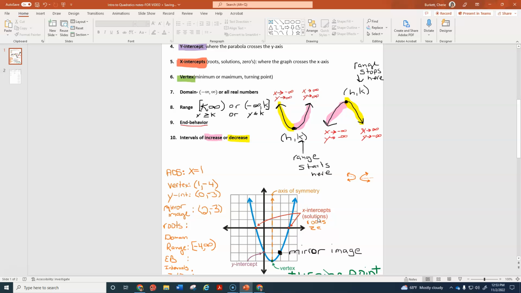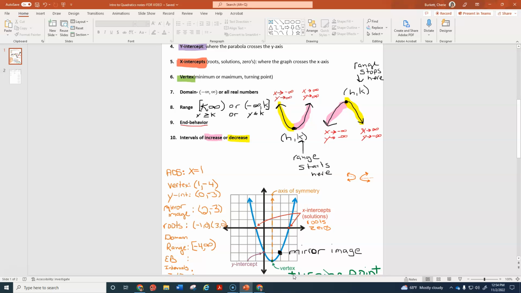Roots and zeros. Those are all words that they might use to ask you about the x-intercepts. So the x-intercepts are happening at -1, 0 and at 3, 0. You'll notice that you can also average these two x-intercepts together, and the average of those is going to always be where your axis of symmetry is.